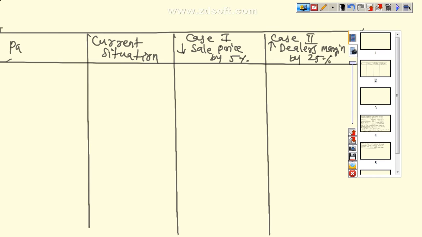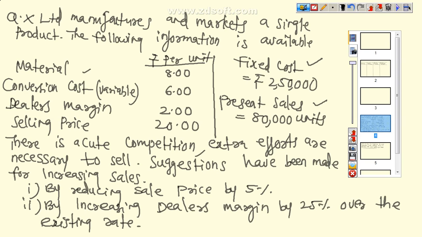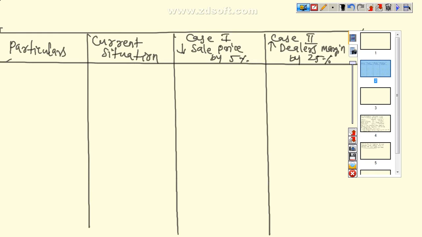Now here we can write particulars. So according to the information, per unit cost of material, conversion cost and dealer's margin is given. So first we can write selling price per unit. Selling price per unit is 20 minus variable cost per unit.